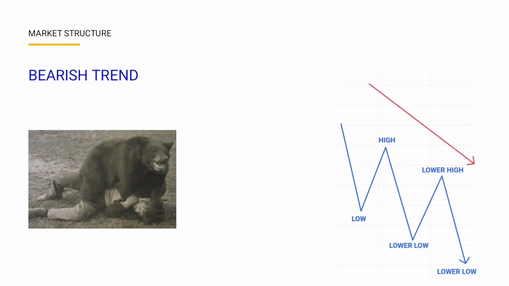On the right-hand side, you would see the wave moves downwards. It first creates a low, then it creates a high, and then it creates a second low that is lower than the first low. So we call it a lower low. After that, it creates another high that is still lower than the first high, so we call it a lower high. Lastly, it forms another low that is further lower than the previous low, hence a lower low. So we can say that a bearish trend is a trend that creates successive lower highs and lower lows.